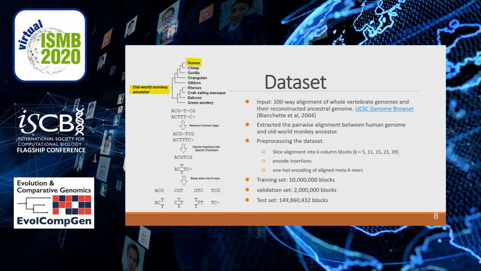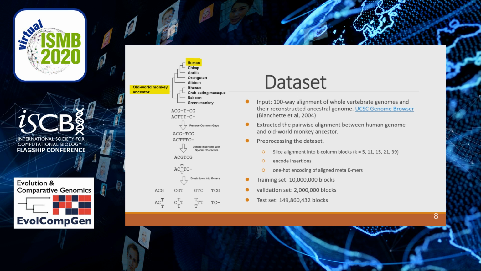Let us look at the detailed steps of extracting the dataset. We used a 100-way alignment of whole vertebrate genomes and applied the Ancestors 1.0 program to infer their maximum likelihood ancestral sequences. We then extracted the pairwise alignment between the human genome and the Old World Monkey Ancestor genome to train the model, since the reconstruction has been shown to be particularly accurate for primates.